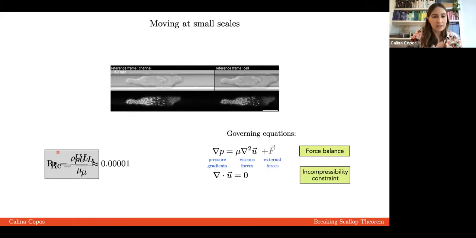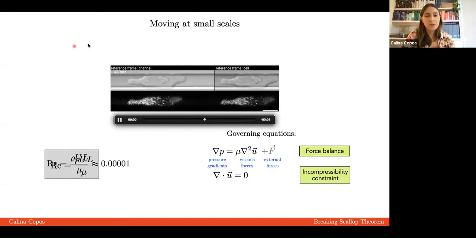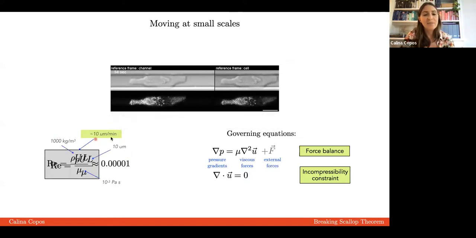So I apologize about this typo here, but what are the implications for our system? So a little bit about our system. Our cell, again, is squeezed in this microfluidic channel. Our cell is about 10 microns, maybe 20, order of magnitude estimate.